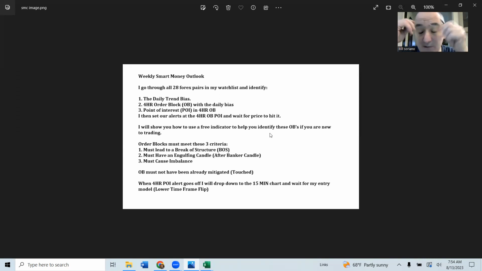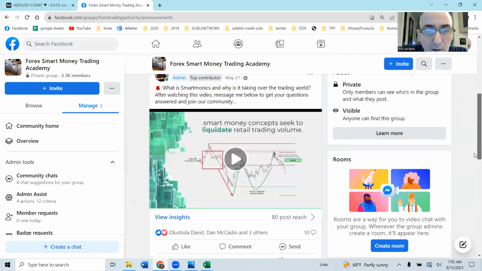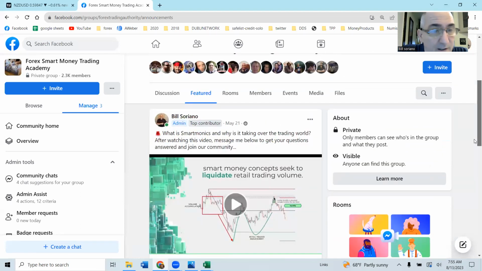And then, of course, once these alerts are hit, we drop down to our 15-minute chart and wait for our entry model, which is lower time frame flip. And if you watched my video in the group here from yesterday, you'll see that I went over the 3 winning trades here.